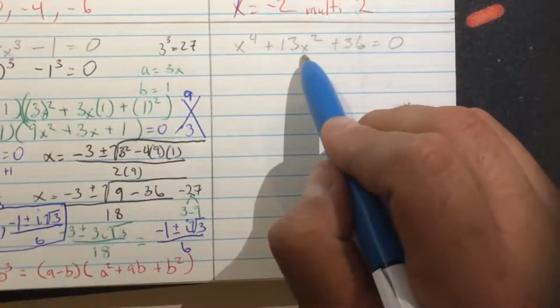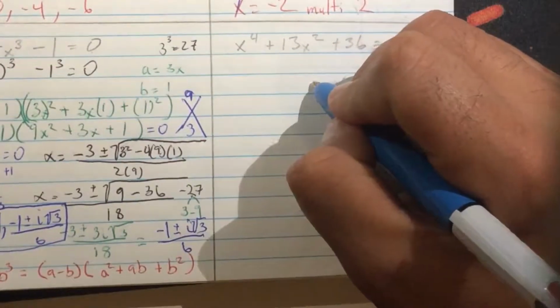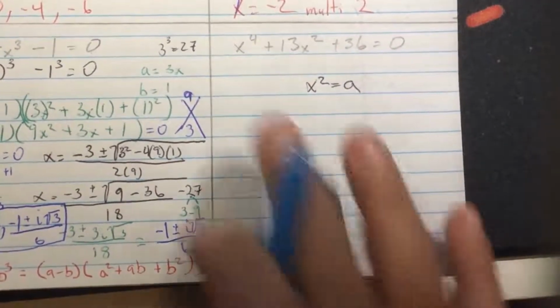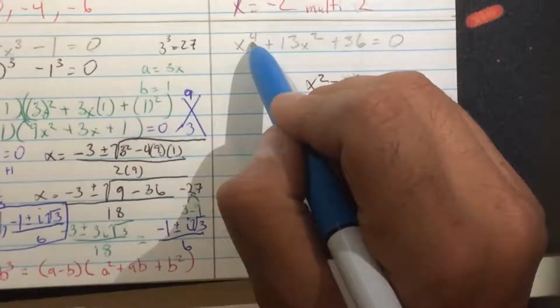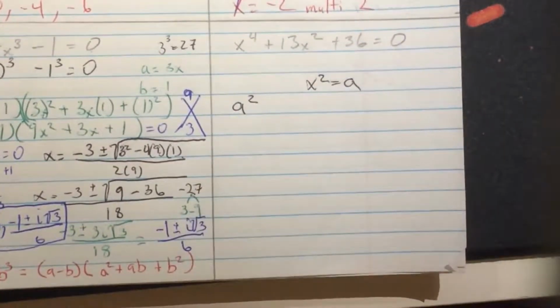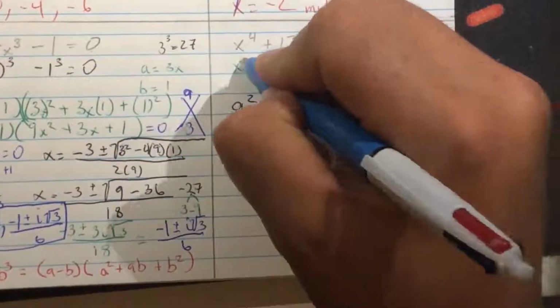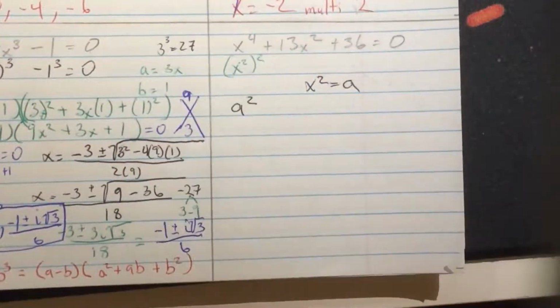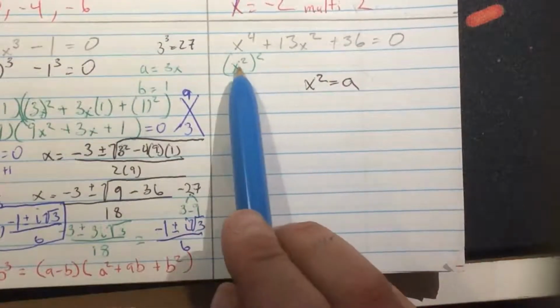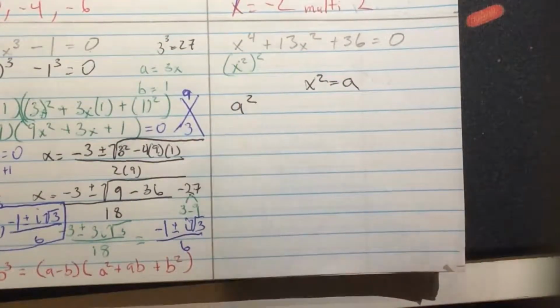But what you do is you take this one here, which is our x squared, and you set it equal to a. And then wherever you have an x squared, you substitute a. So this one we have x squared squared, so this will actually be a squared. What I basically said was, this is x squared squared, it'd be x to the 4th power. So we substitute this x squared here, and we get a squared.